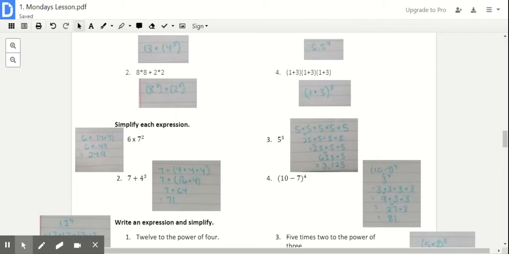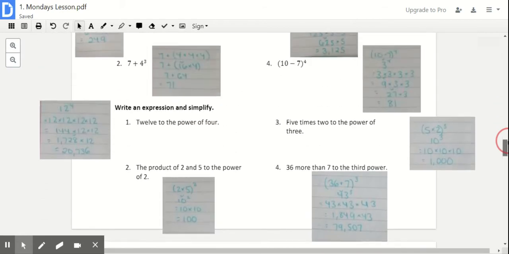Number 4, 10 minus 7 in parentheses to the fourth power. So here, I know that my base is 10 minus 7. Instead of me repeatedly writing 10 minus 7 4 times, I can simplify this and make it 3 because I'm solving for what's in my parentheses first and then doing that to the fourth power. So now I have 3 times 3 times 3 times 3. And then once I do all my work out, it leads me to 81.